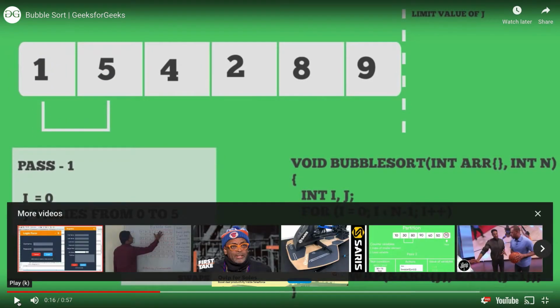So I'll pause the video right now. The way bubble sort works is it looks at 1 and 5, adjacent values, and it sorts them, right? It sorts 1 and 5. It goes to 5 and 4. It goes to 4 and 2. It goes to 8 and 9. And it goes back again. So each time it does a pass, it swaps adjacent values, sorts them, goes to the next value, right? Until the entire thing is sorted.